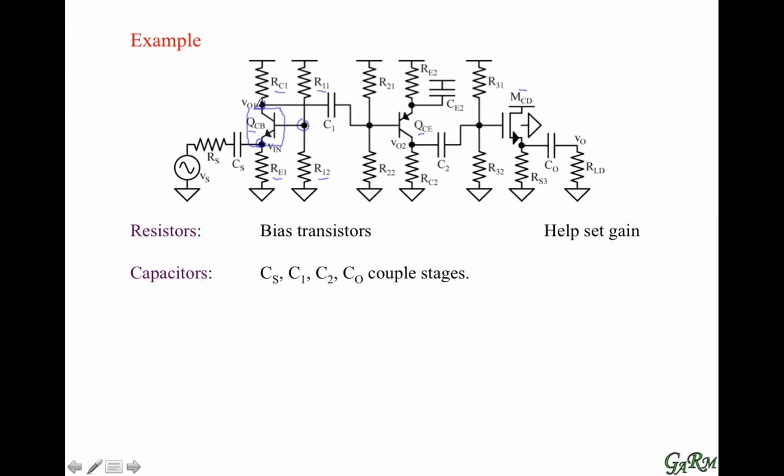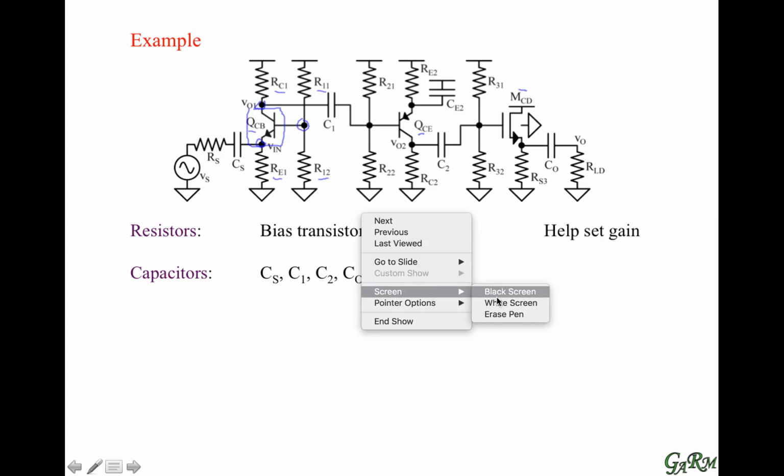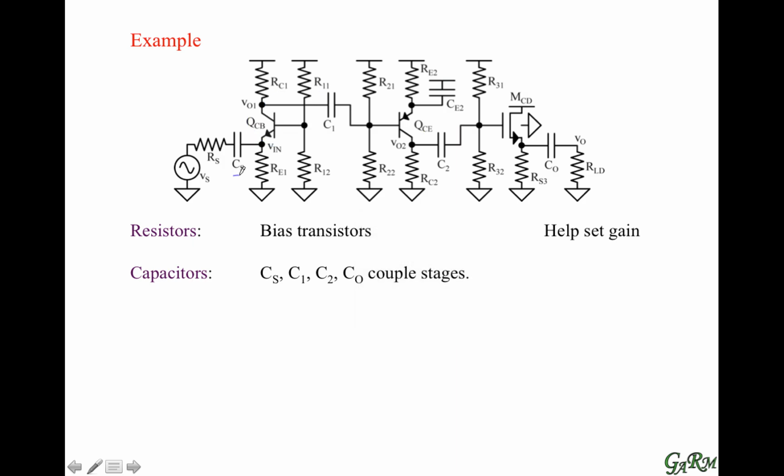Then we have capacitors. And we can see, for example, that CS couples source signals into the emitter of the first transistor. And C1 couples signals from the output of the first transistor into the input of the second transistor. And C2 similarly couples signals across stages. And CO also couples signals from the source of the last transistor into the load resistance.